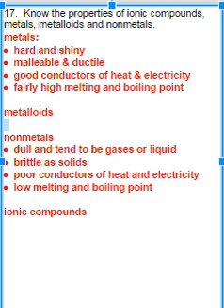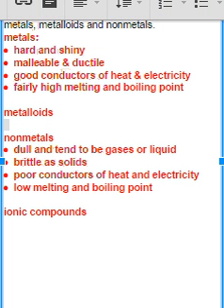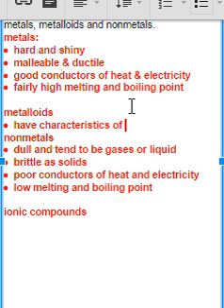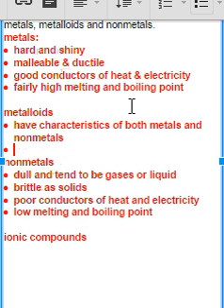Metalloids, then, are a combination of the two. And each metalloid has its own unique characteristics. So metalloids have characteristics or properties of both metals and nonmetals, and it's unique for each metalloid. So I can't just say here's the metal characteristics they have and here's the nonmetal ones. It depends on the metalloid. For example, silicon is shiny like a metal and a good conductor, but it also is brittle and has some other characteristics of the nonmetals.